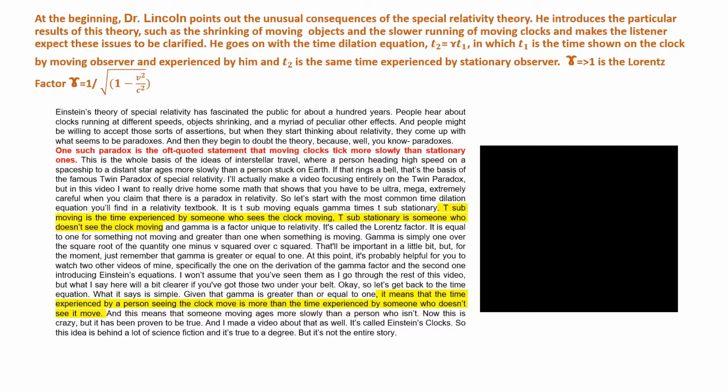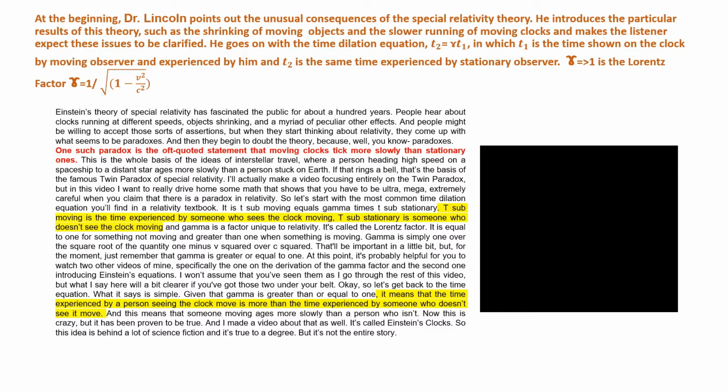At the beginning, Dr. Lincoln points out the unusual consequences of the special relativity theory. He introduces the particular results of this theory, such as the shrinking of moving objects and the slower running of moving clocks, and makes the listener expect these issues to be clarified.